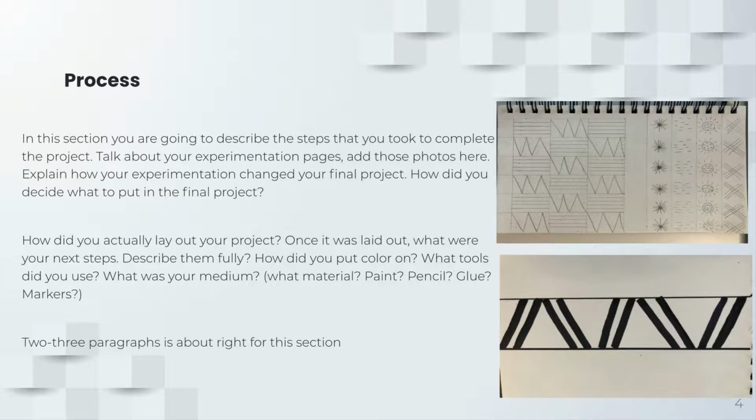How did you put the color on? What tools did you use? What were the mediums that you worked with on this project? Did you work in paint? Did you work with markers? Did you work with pencils, glue, rulers? What did you do to actually get the project completed? Just like for the first slide, 2 to 3 paragraphs is about right. And include those images.